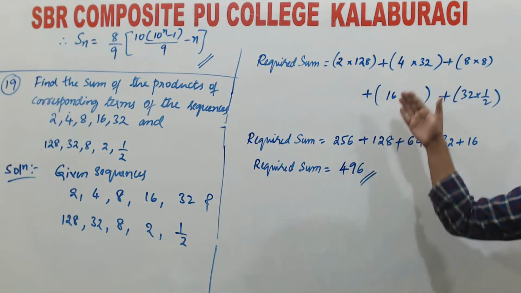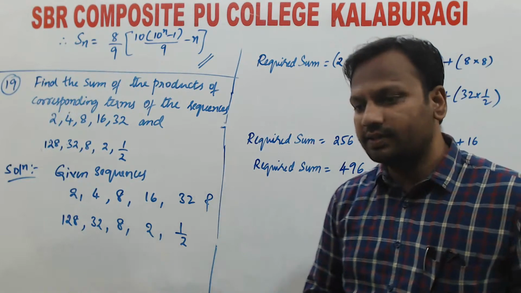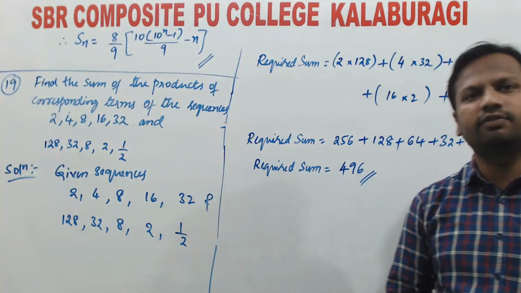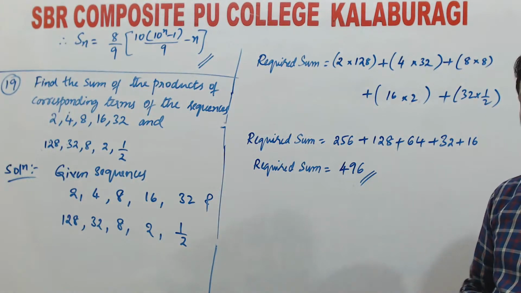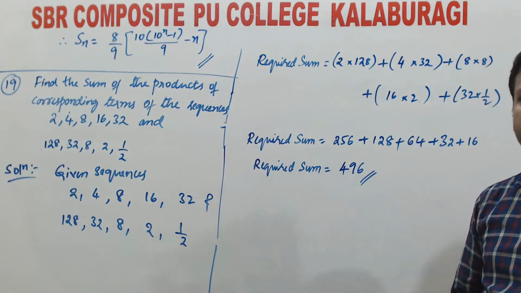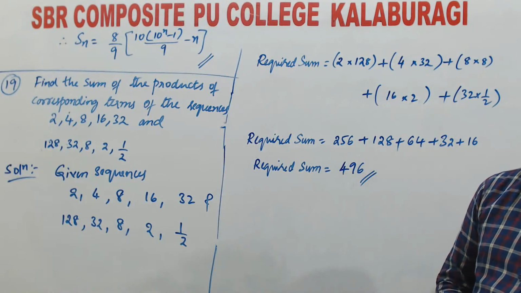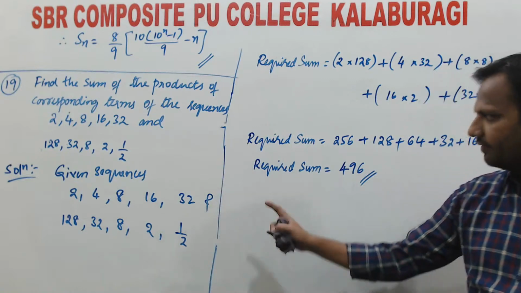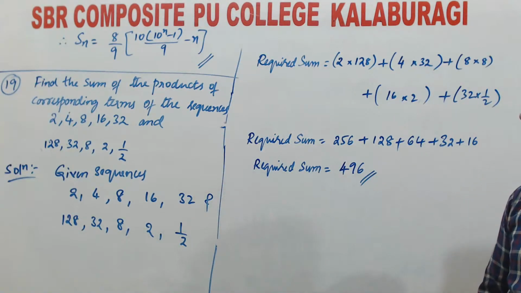Suppose they ask this for 1 mark, you can do it in this way here. But if they are asking the same question for 3 marks, what do I have to do? In this solution, I have not used any GP formulas here. Yes or no? No, I haven't. So what do I have to do now?